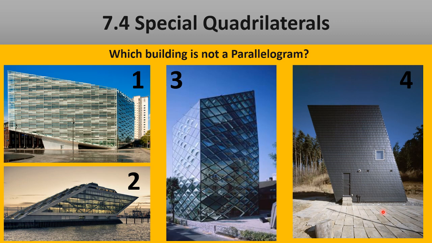The correct answer is going to be building 3. Why? In all those buildings, the opposite edges, the overstaande zijdes, are parallel. This one is parallel to this one, and this one and this one are parallel, and this one and this one. Here, this pair of edges is parallel, but this one is not parallel to that one. So this building is not a parallelogram for that reason.